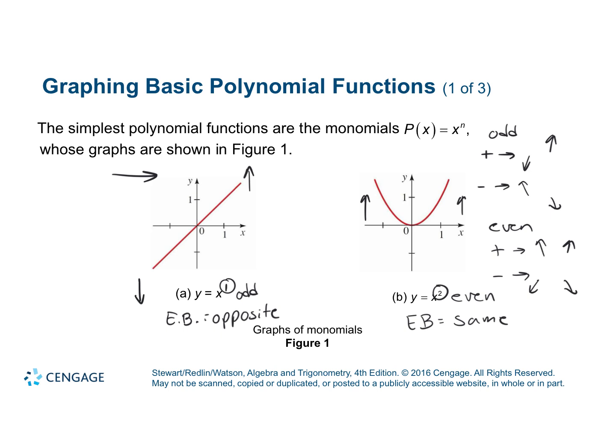Again, this is all based on the reflection over the x-axis, which are the different types of transformations. EB means end behavior.